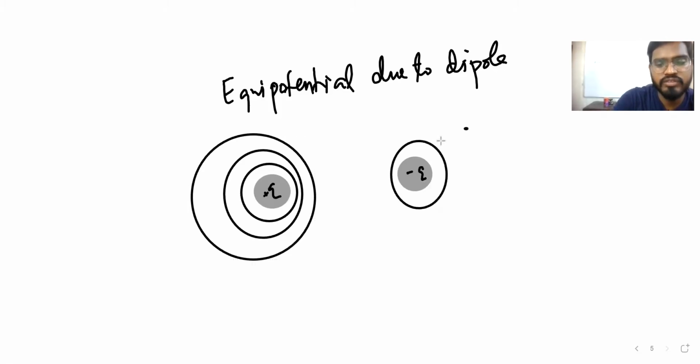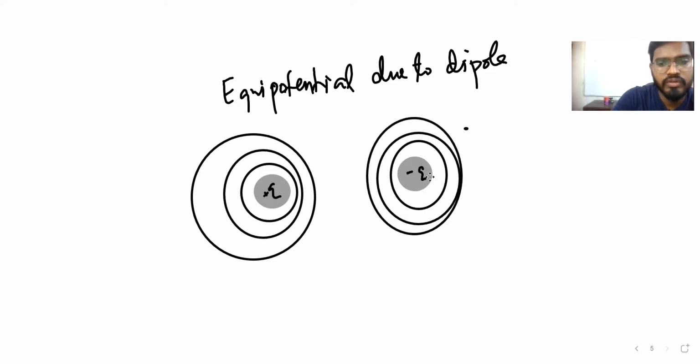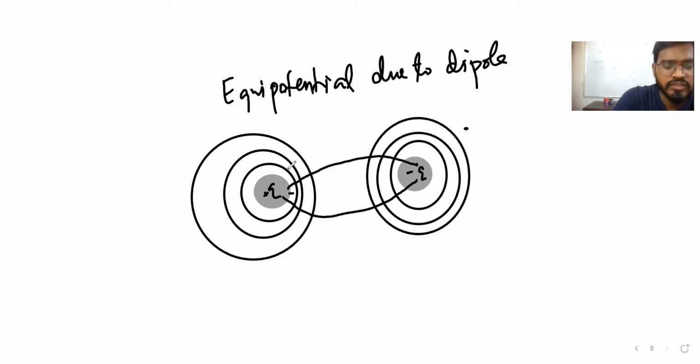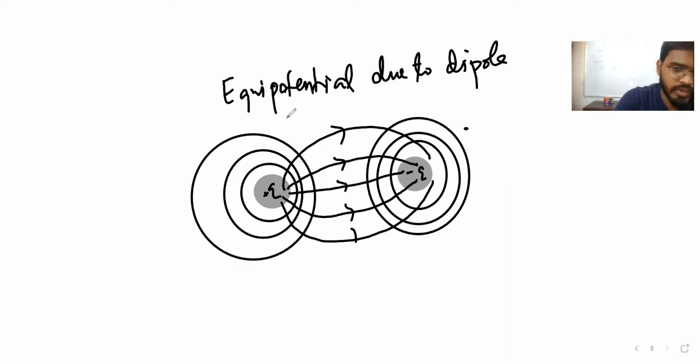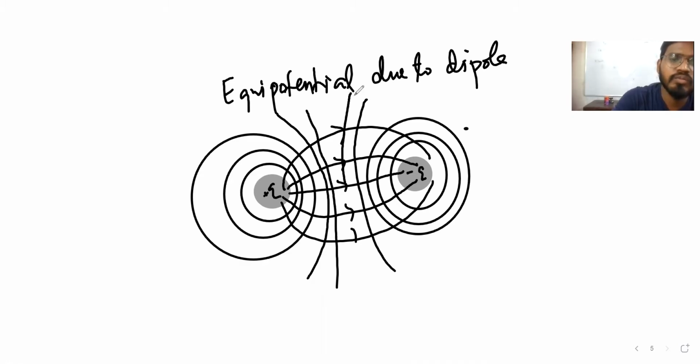Again, if you draw for this, as this is a positive charge and this is a negative charge, we can take more lines. Electric field lines will go like this. Some of the lines will be like this, and it will be too big. That's it. And all the lines are perpendicular. Remember this thing also, the equipotential surface should be perpendicular to the field lines.